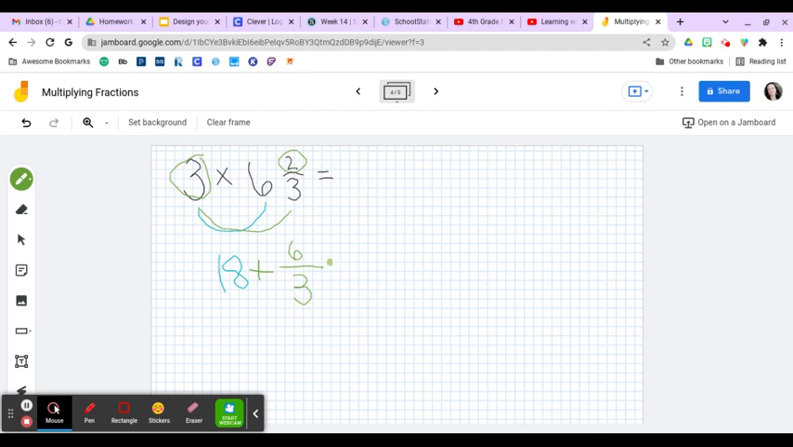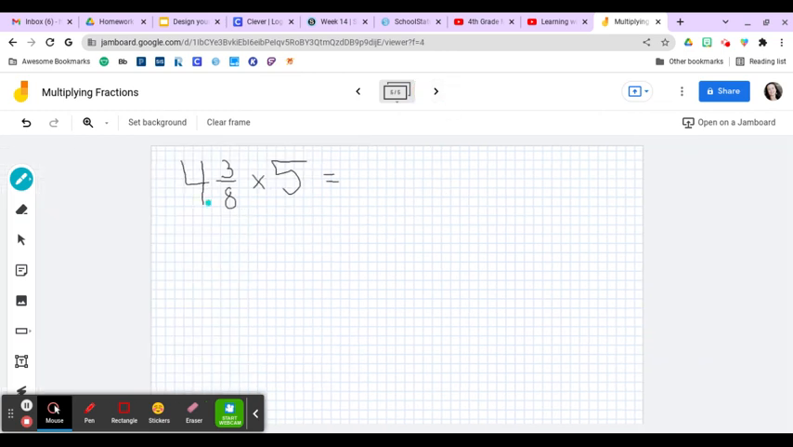Okay, when I look at this, 6/3, though, is an improper fraction, I'm sorry, the big number's on top. So how can I change it to a mixed number so that I can get a better answer? Well, we ask ourselves, what is 6 divided by 3? Or how many times can 3 go into 6? 3 can go into 6 2 times. So my answer becomes 18 plus 2. And we know that that is 20. So 3 times 6 2/3 equals 20.